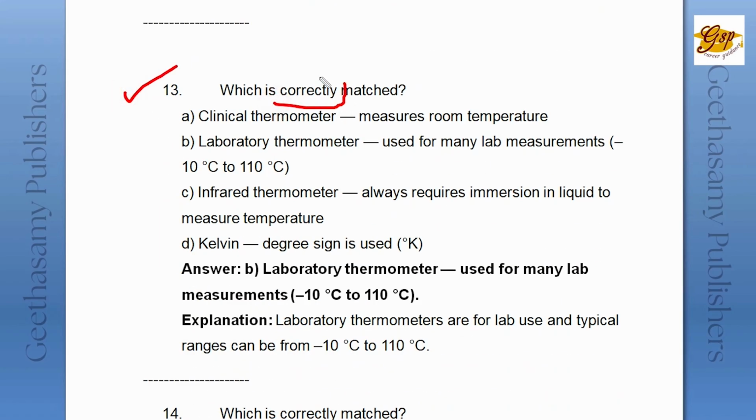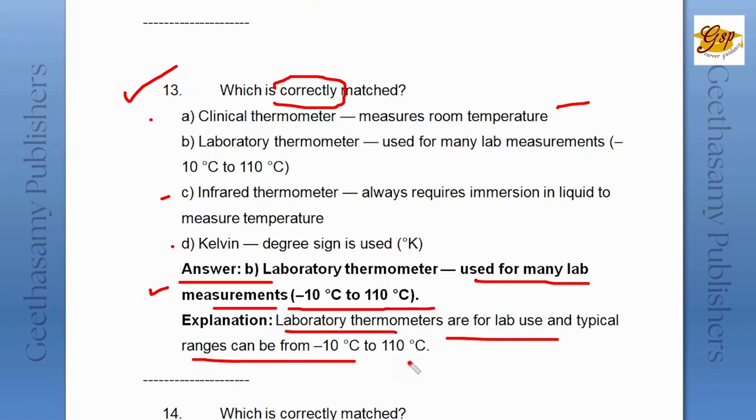And 13th question. Which is correctly matched? Clinical thermometer measures room temperature. Laboratory thermometer used for lab measurement, -10 degrees to 110 degrees. Infrared thermometer always requires immersion in liquid to measure temperature. Kelvin, degree sign, degree K. Answer is B. Laboratory thermometer used in lab measurement is -10 to 110 degrees, and all others are wrong. Explanation is the laboratory thermometers are for lab use, with a typical range from -10 to 110 degrees centigrade.